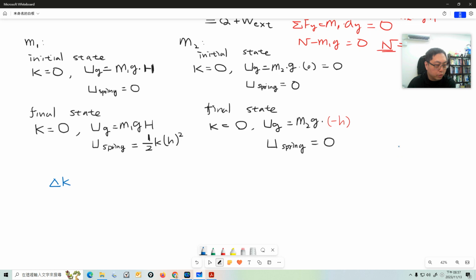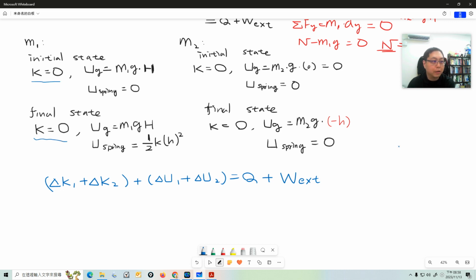Because we have two objects right now, we have delta K1, delta K2, delta U1 plus delta U2 equals Q plus W, the work done by external force. Let's start from object 1: final state minus initial state. Be careful, final state minus initial state. For M1, the final kinetic energy is 0 and the initial is 0, so 0 minus 0 is 0. For M2, final state 0 minus initial state 0, also 0. So we don't need to consider those.